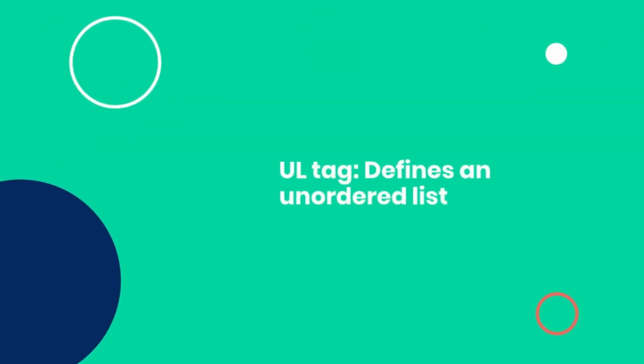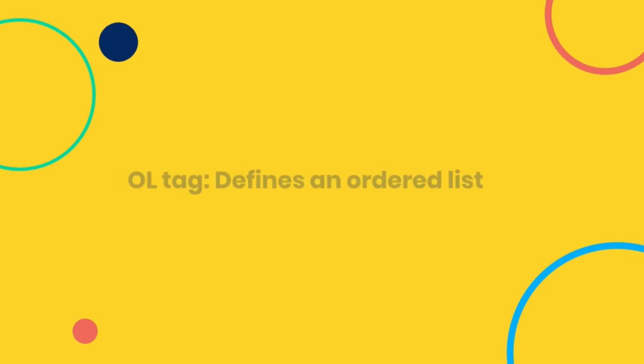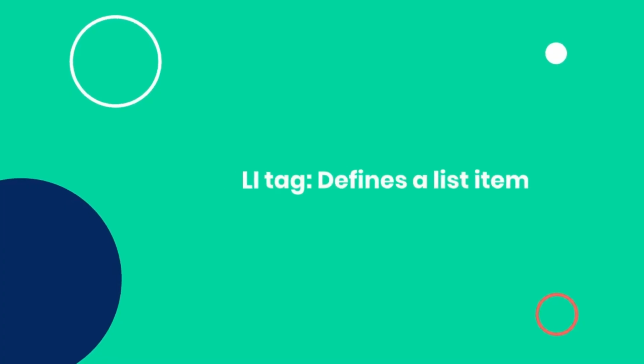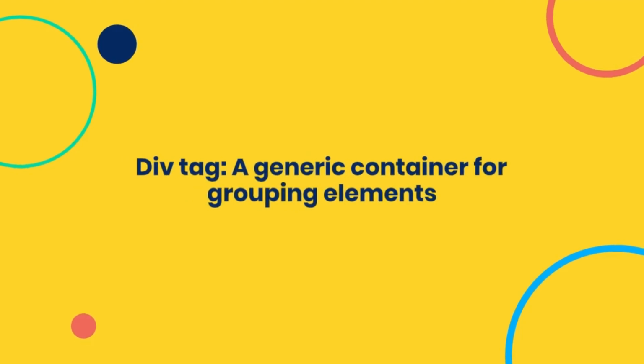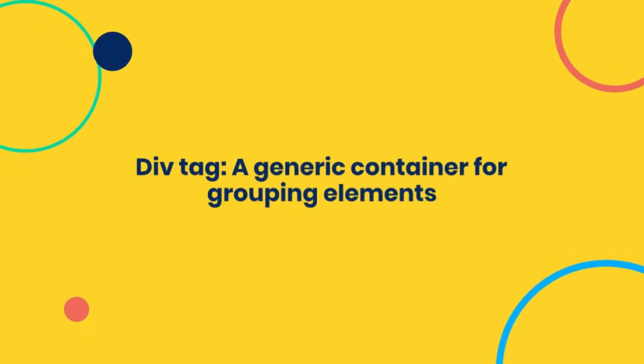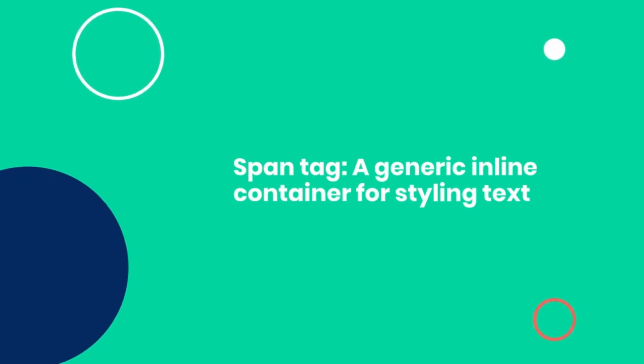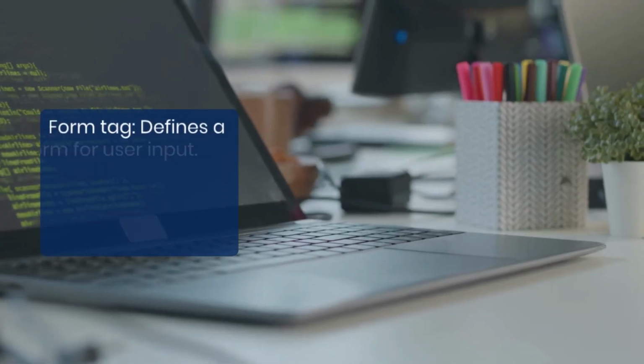UL tag. It defines an unordered list. OL tag. It defines an ordered list. LI tag. It defines a list item. Div tag. A generic container for grouping elements. Span tag. A generic inline container for styling text.